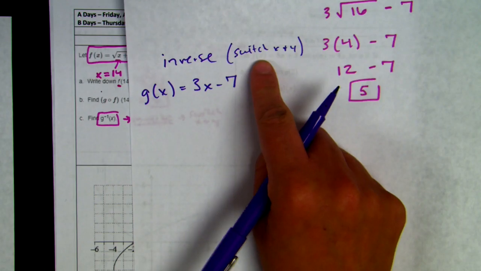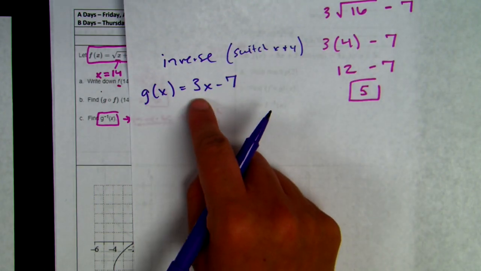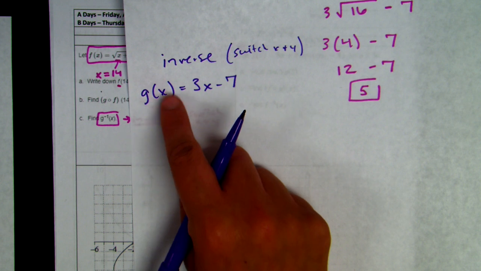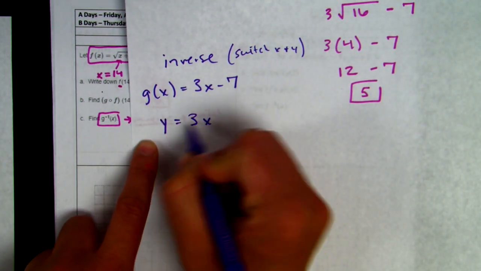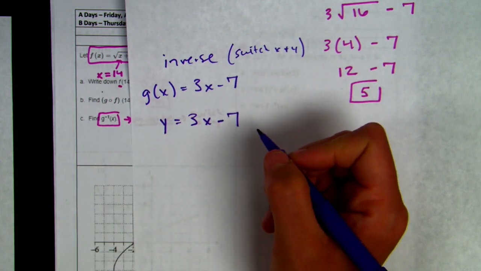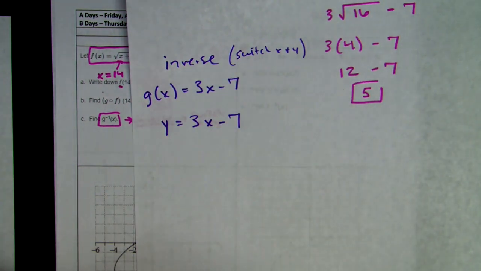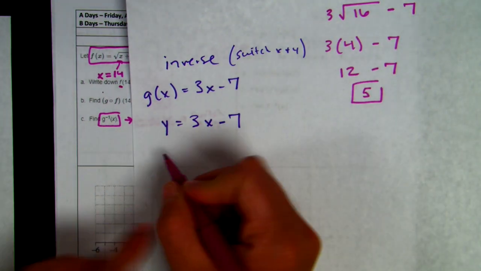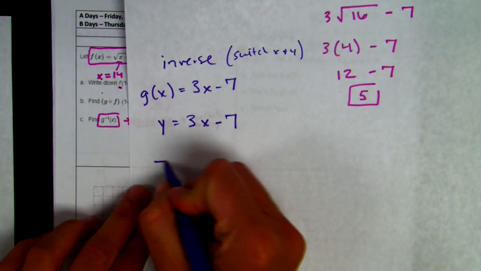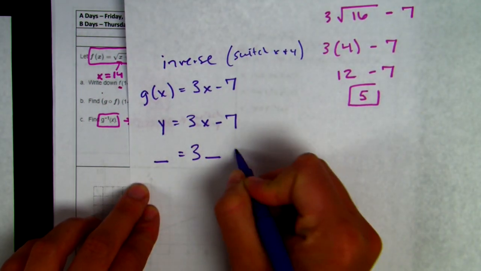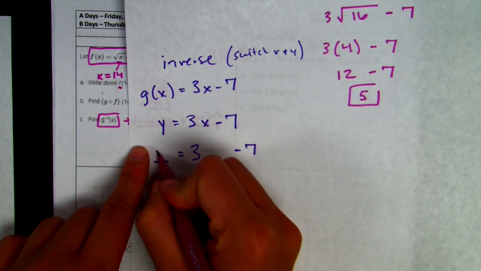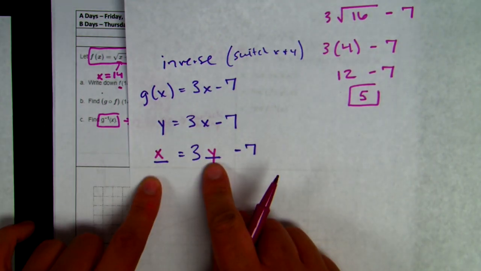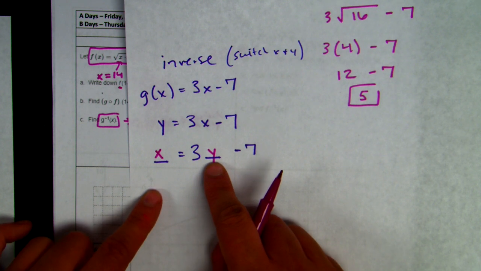Okay, inverse means switch x and y, so it'd be helpful if I had an x and y in this equation. Reminder that g of x is the same thing as y. So we can rewrite this as y is equal to 3x minus 7. Next thing I need to do is switch my x and y values. So I like to leave a blank equals 3 blank minus 7, where I can then switch the place of my x and y values, but everything else about the equation stays the same.